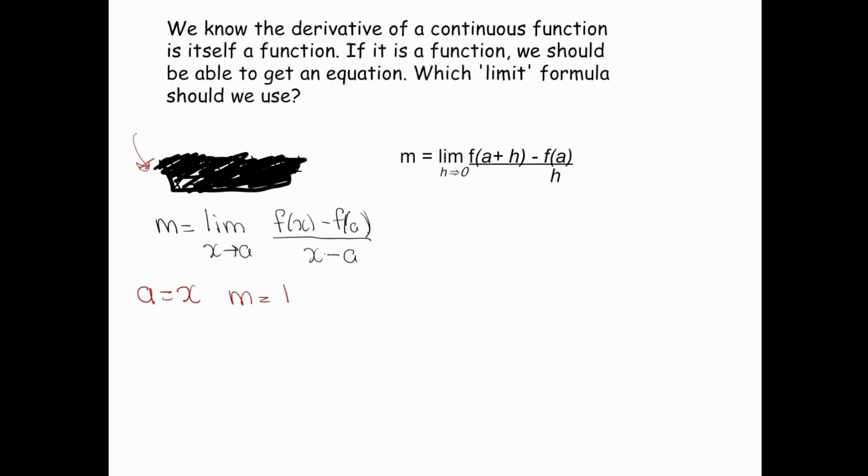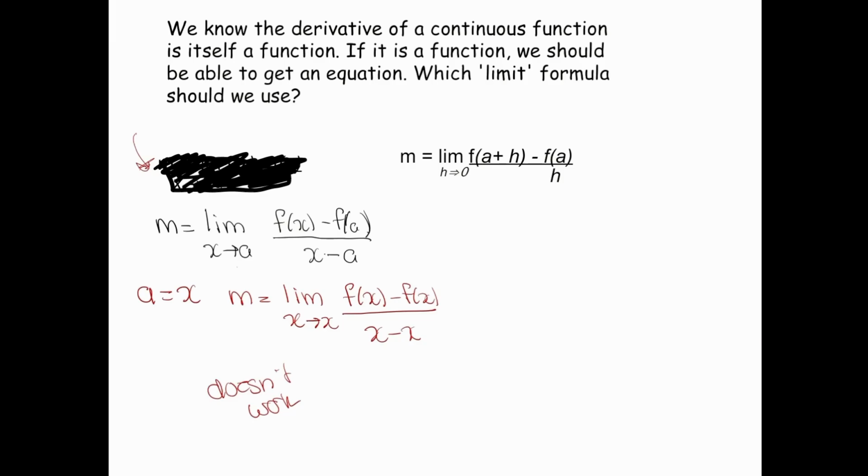So I'm going to write it out for you. So the limit as x approaches x, which really is what's happening here, if a is getting closer and closer to x, it's becoming x, is f of x minus f of x all over x minus x. This doesn't work. All we're going to get is an undefined answer.